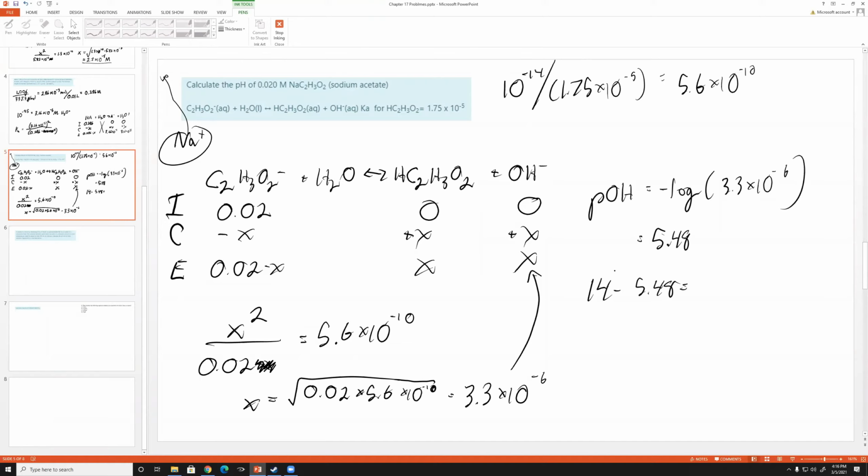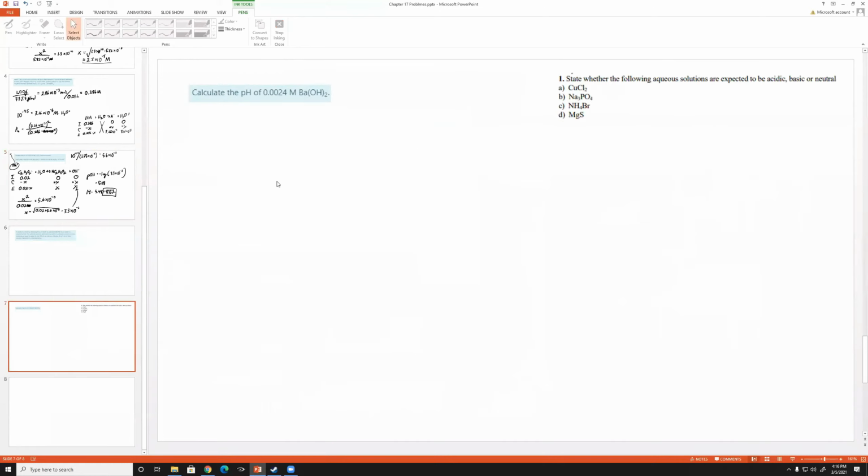Which is 8.52. As you can see, that corresponds to a weak base. Moving on, we have: calculate the pH of 0.0024 molar of barium hydroxide. Now, barium hydroxide is a group 2 hydroxide, making it a strong base.